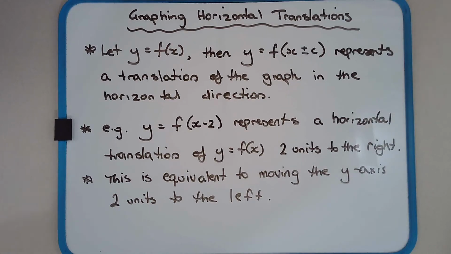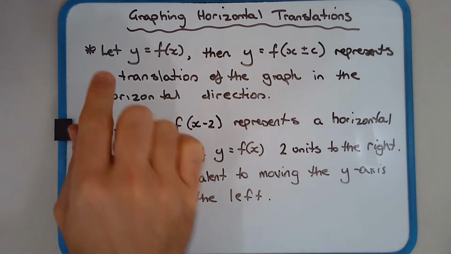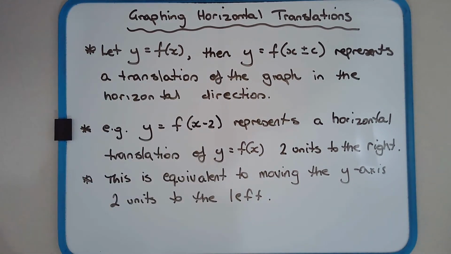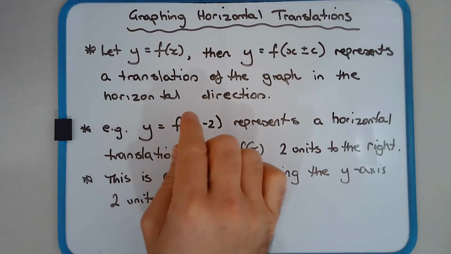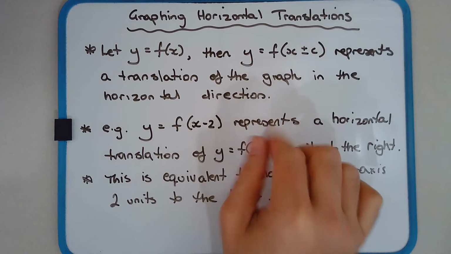In this video, we're going to look at graphing horizontal translations. So let's have a look at a couple of points. Let y equal f of x. Then y equal f of x plus or minus c represents a translation of the graph in the horizontal direction.